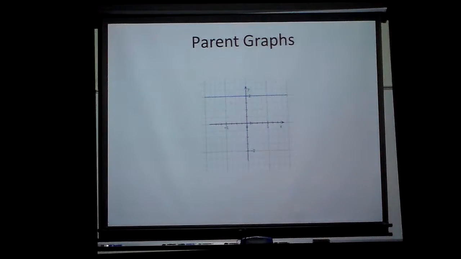All right, but here's the parent graph. Anybody recognize this one? It's a constant function. And this would be the graph of y equals 2. The constant one is sometimes called linear. Well, it's still linear because this one's still a linear function.